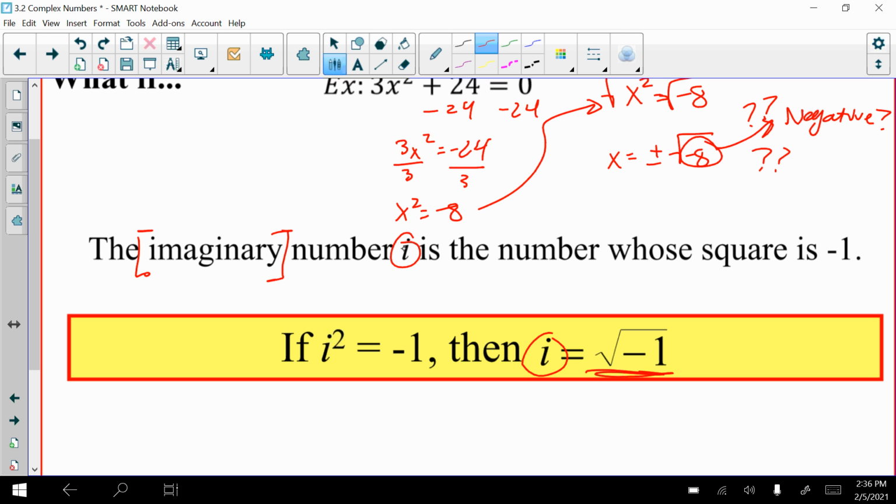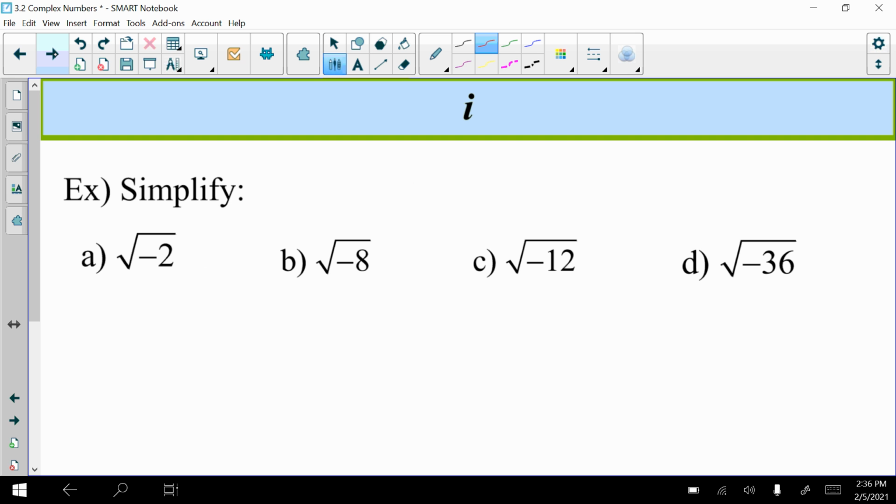We'll also use the word complex number. But for now, just know this: i is the square root of negative 1. On the flip side, if you square i and you do i squared, that is negative 1. All right, so we're going to work with this a little bit. Let me show you where it might come up.